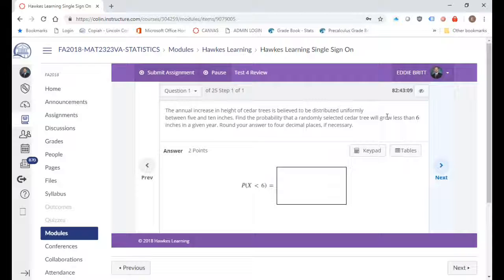Alright, some of the values that I put in, I've already done the calculations, but I'll tell you how I get them. So on this problem, this is a uniform distribution problem because it says it's distributed uniformly between 5 and 10 inches. So between 5 and 10 inches, that's 5 inches, right? So if you said 10 minus 5, you'd have 5 inches. So this tells you that trees are going to grow between 5 and 10 inches, and the probability of them growing any of that is the same between 5 and 10 inches. So we want to know, what is the probability that a randomly selected cedar tree will grow less than 6 inches in a year? So less than 6 inches.